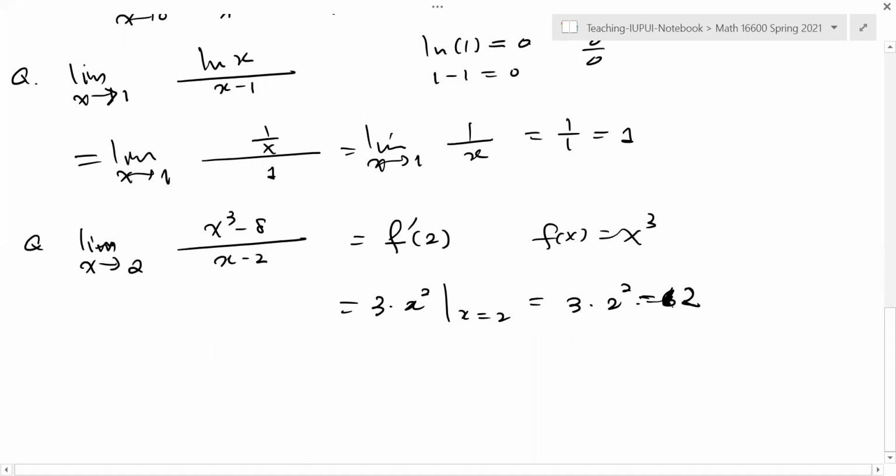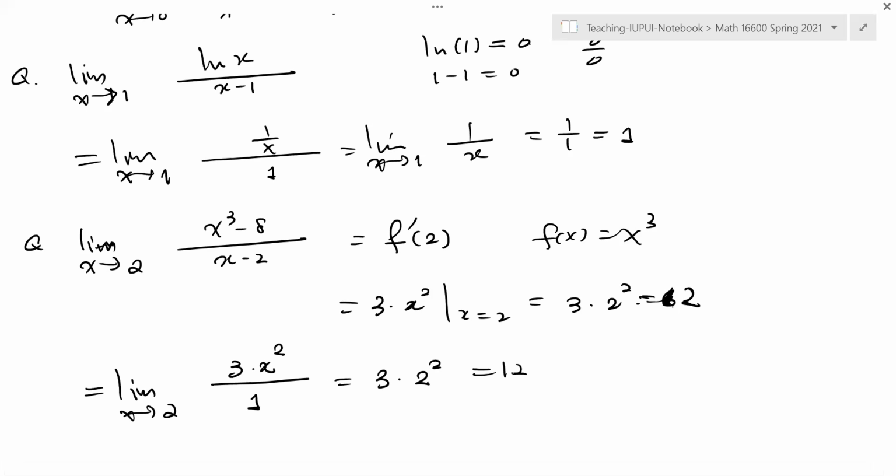Now, using L'Hopital's rule, because it's 0 over 0 type, you differentiate the denominator and differentiate the numerator. The derivative of x cubed minus 8 is going to be 3x squared. Then all you need to do is plug 2 in for x, and you get 12.